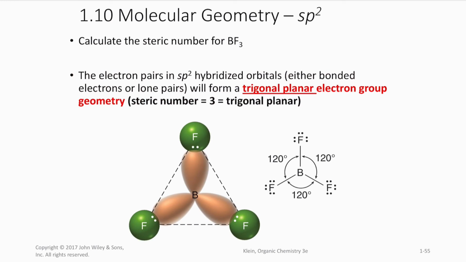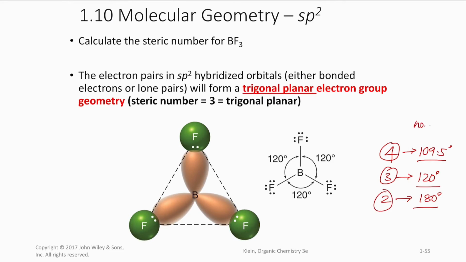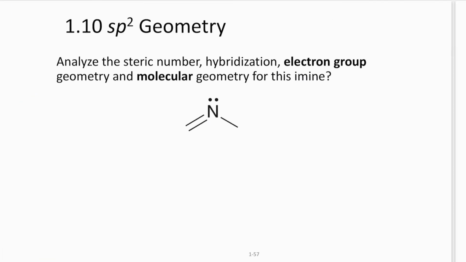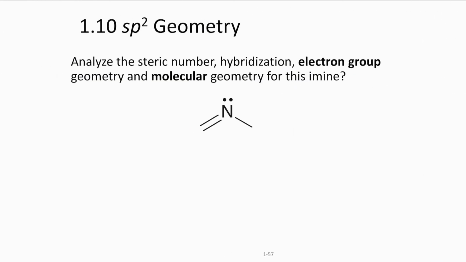The general angle without any lone pairs when you have a steric number of 4 is 109.5 degrees. When you have a steric number of 3, it is generally 120 degrees. And when you have a steric number of 2, it's generally 180 degrees. So this is the bond angle with reference to the steric number, provided that there are no electron pairs. When the electron pairs start to increase, the bond angle will start decreasing. So try this problem and try to predict the structure.